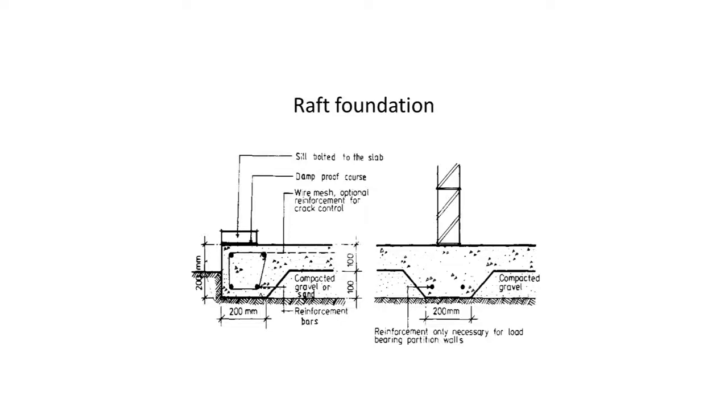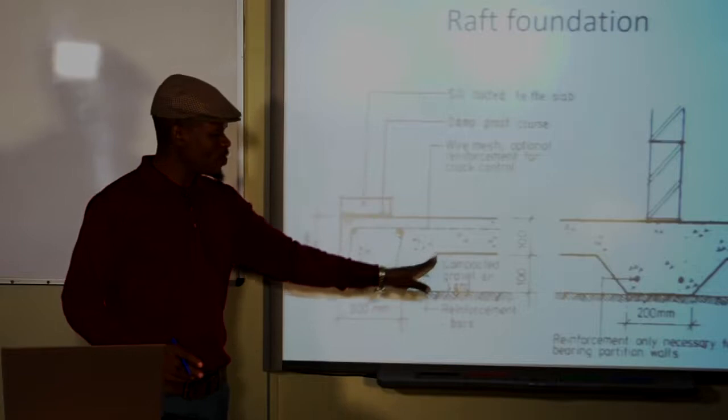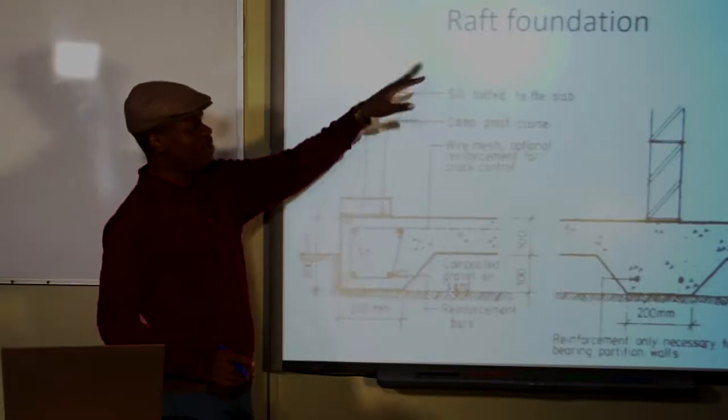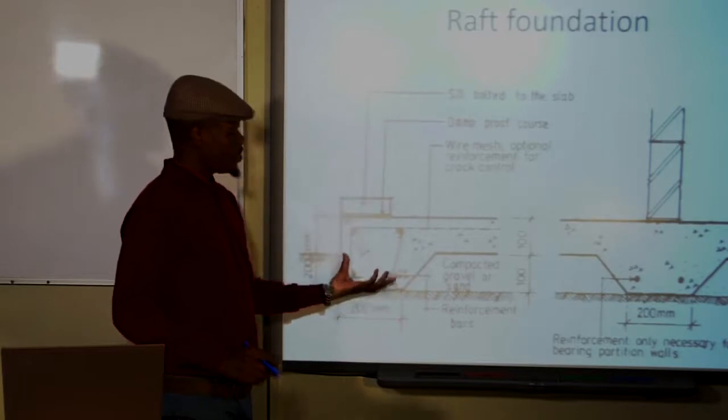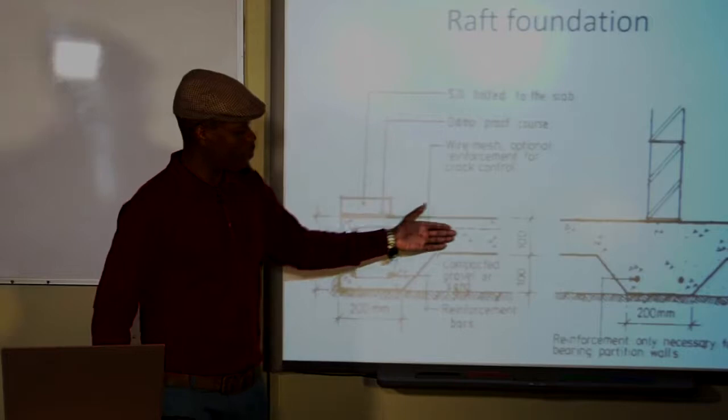Then you have your raft foundation. With a raft foundation, you will notice that when you are building the structure, wherever the wall is going to be constructed, the foundation will slide down to give more support. And this type of raft foundation is the combination of the foundation support together with the floor slab.